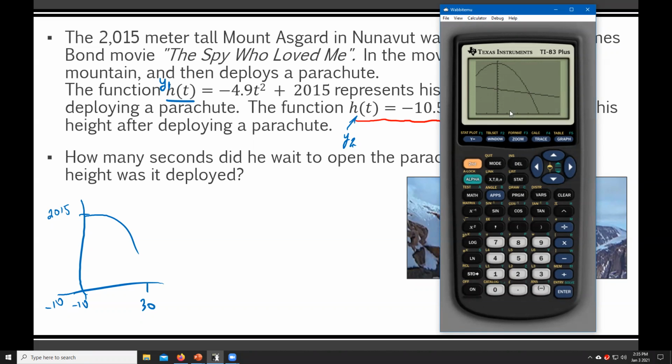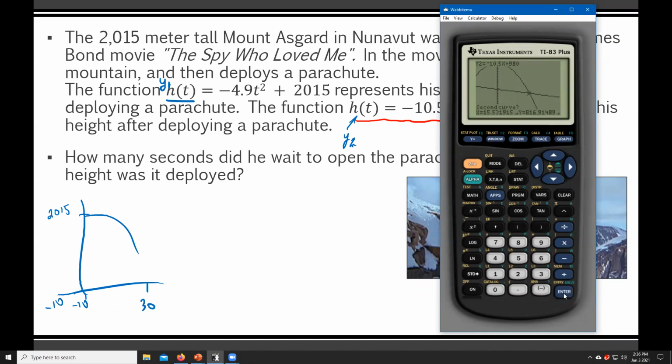We want to find how many seconds he waited before he deployed the parachute. So we need to find this intersection right here. To do that, press second and then trace. Go down to where it says intersect. Press enter. This little blip thing shows up. You want to move it as close as you possibly can to that intersection point. I think that is probably a pretty good guess. I'm going to press enter.